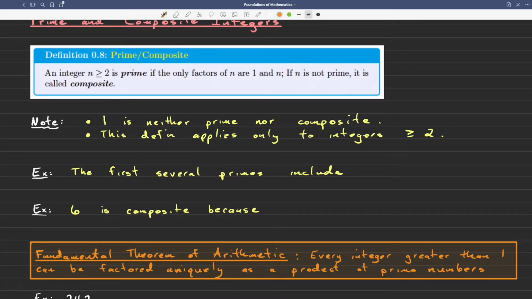So the first several primes are, if I just start thinking about, okay, starting at 2, what numbers have only divisors of that number and itself? Well, 2 has divisors 2 and 1. 3 has divisors 3 and 1 only. 4 has divisors 1, 2, and 4, so it's not prime. 5 is prime. 6 is not because it's got divisors 1, 2, 3, and 6.